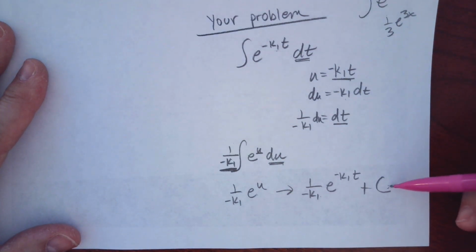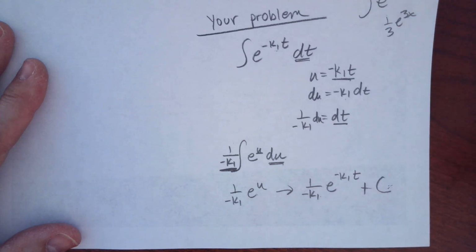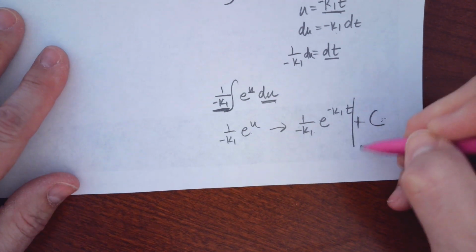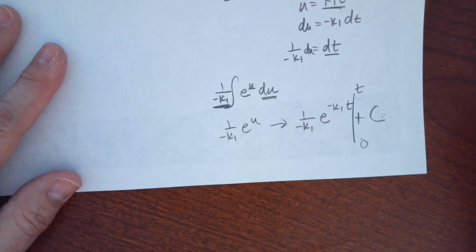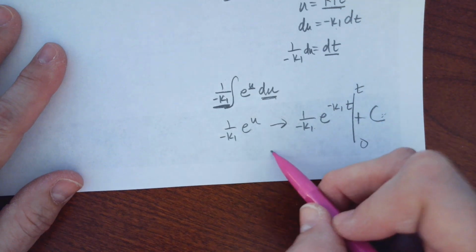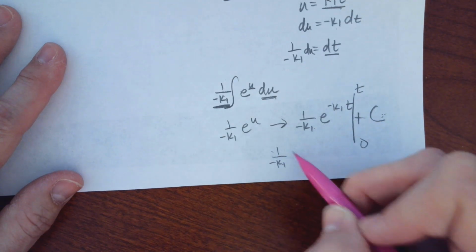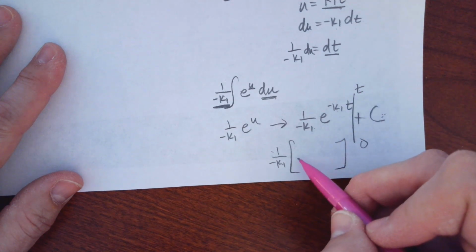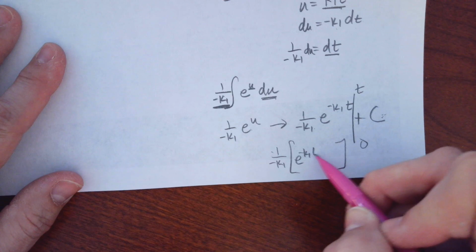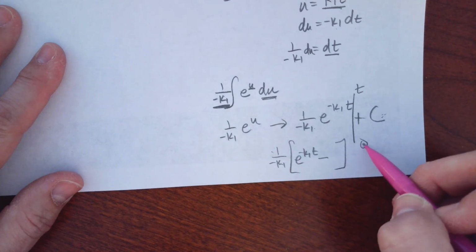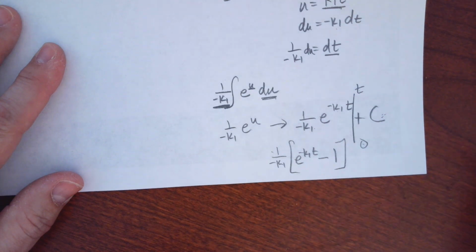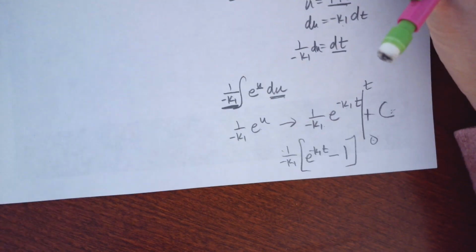Now, we're not going to have to put plus c because there are numbers on this thing. So let me just follow that through. The numbers on this thing are going to be 0 and t. So that means I'm going to leave the 1 over negative k1 out here, and I'm going to plug t into this, right? So I get e to the negative k1 times t, minus, I've got to plug in 0. If I plug 0 into here, e to the 0 is 1. And that's what I'm going to pick up on the next page, or on the rest of the page.